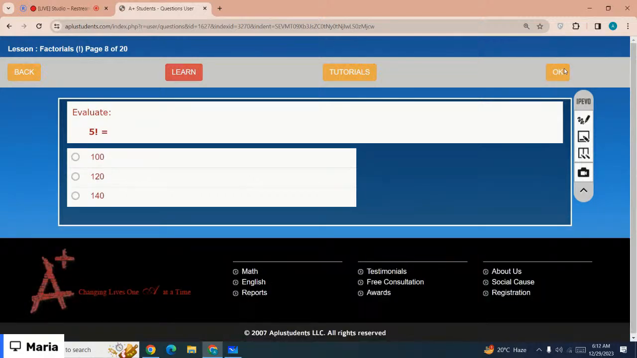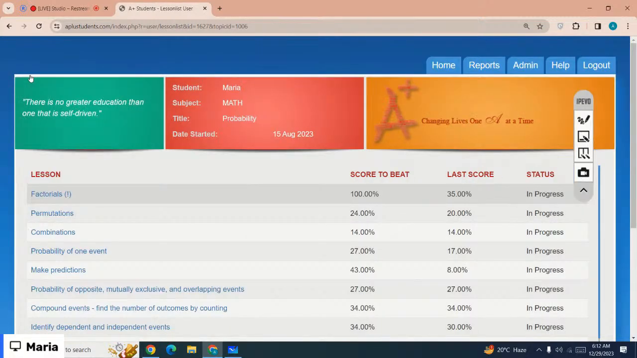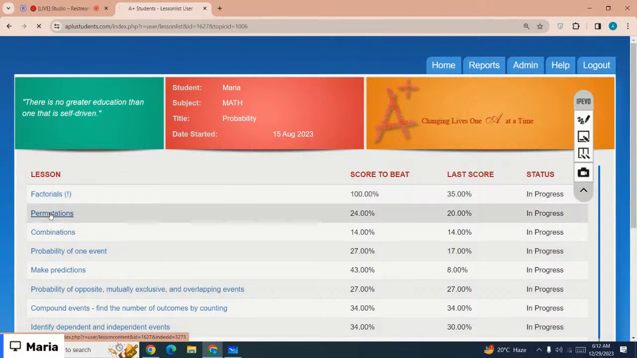Okay, you can complete the lesson by yourself later today. Let me just move on to the next lesson. The next lesson is permutations.